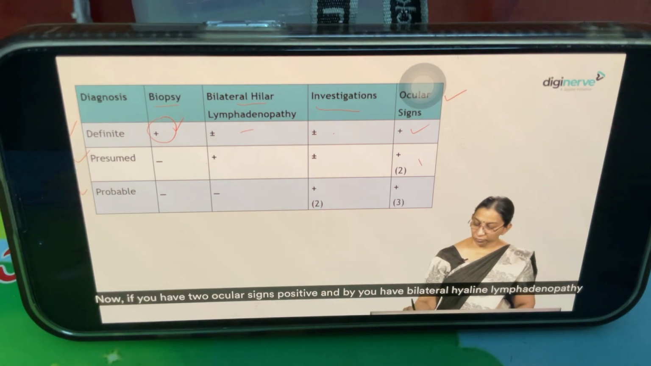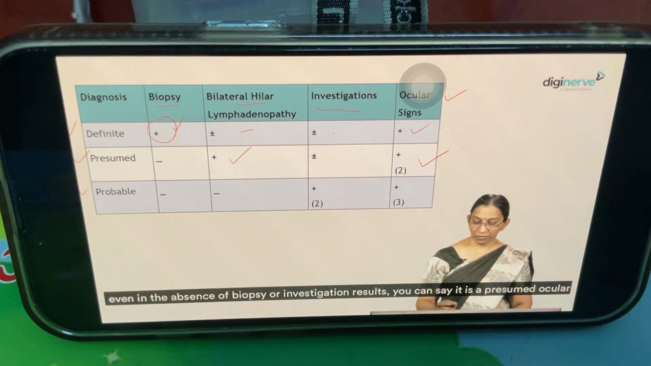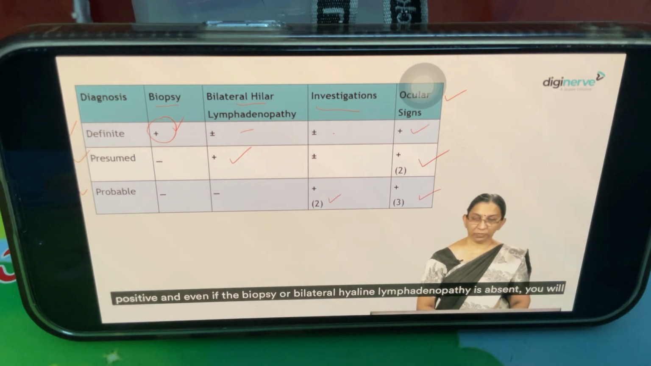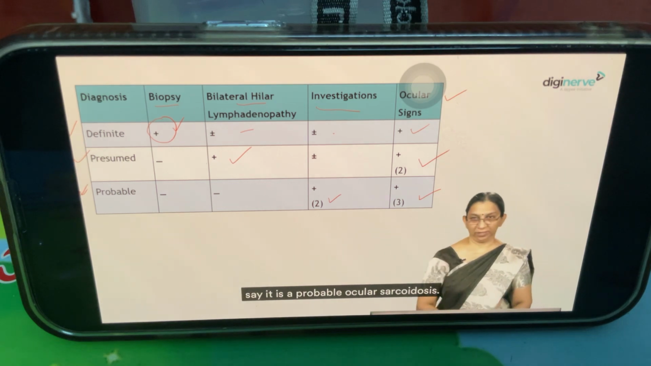Now, if you have 2 ocular signs positive and you have bilateral hilar lymphadenopathy, even in the absence of biopsy or investigation results, you can say it's a presumed ocular sarcoidosis. If you have 3 ocular signs which are suggestive of sarcoidosis and any 2 investigations positive, and even if the biopsy or bilateral hilar lymphadenopathy is absent, you'll say it's a probable ocular sarcoidosis.